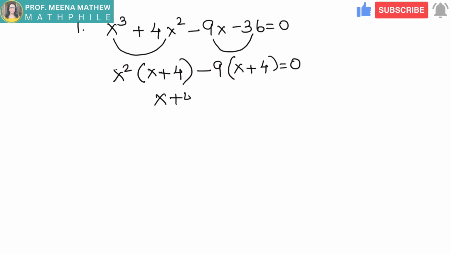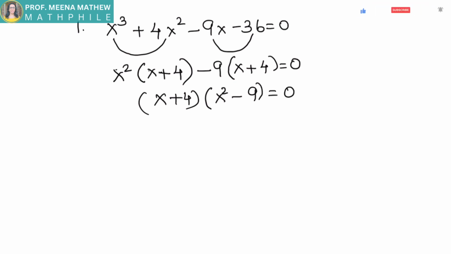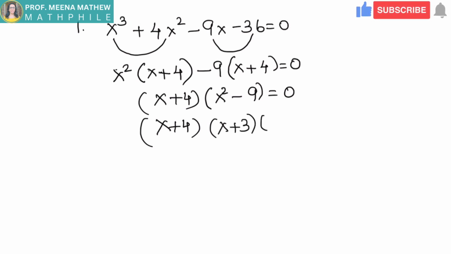So x plus 4 is a common factor for these two terms. If I take the x plus 4 outside, the remaining terms are x square and minus 9. But we can still factor this x square minus 9. So we know that this is a difference of squares. So we can factor the difference of squares x square minus 9 as x plus 4 times x plus 3 times x minus 3 equals 0.